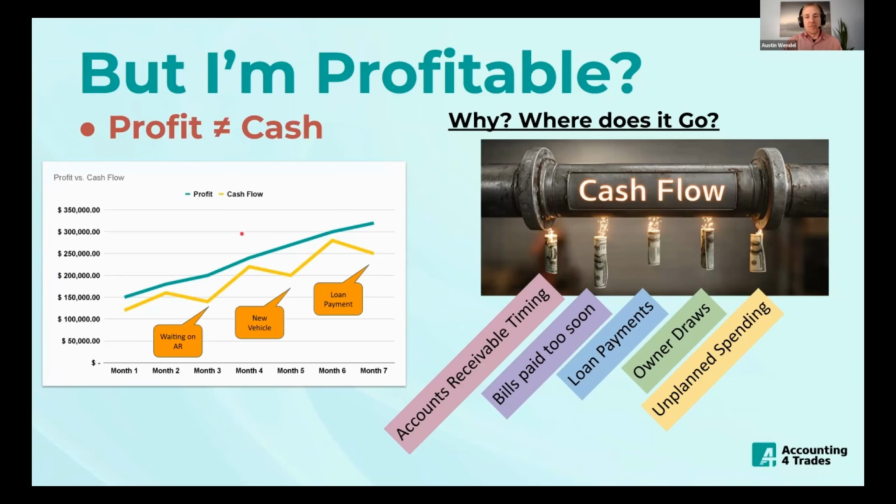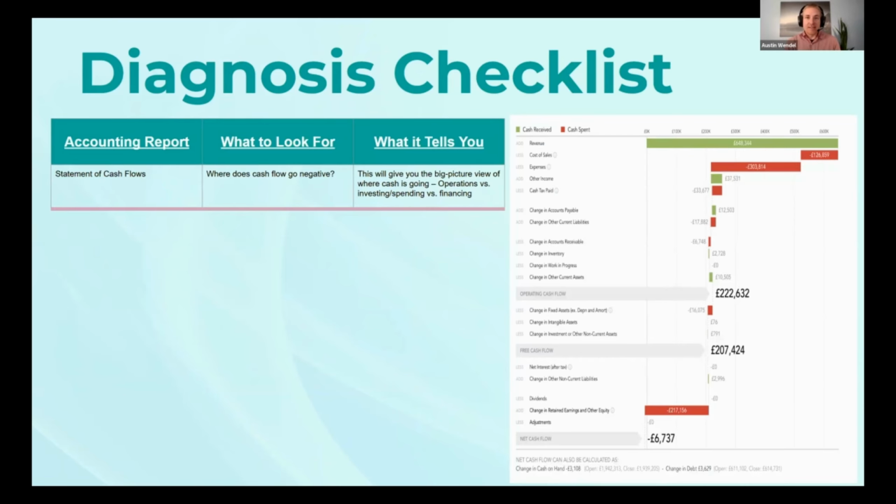And that's because of a few sort of leaks or things that happen on the backside where your cash disappears. The five we're going to go over today are accounts receivable timing, if you're paying your bills too soon, your loan payments, owner's draws, and unplanned spending. Those are the five major ones that I see time and time again across the trades on where that cash tends to leak to.